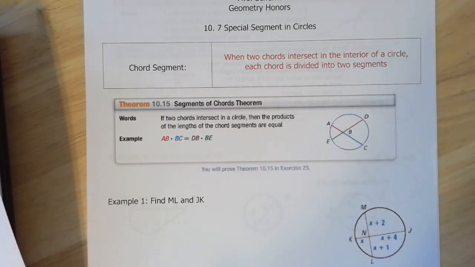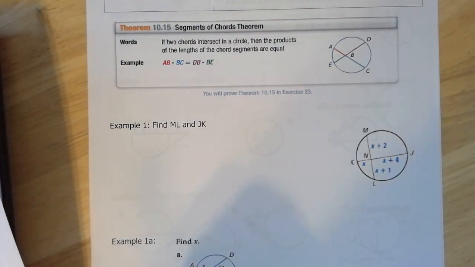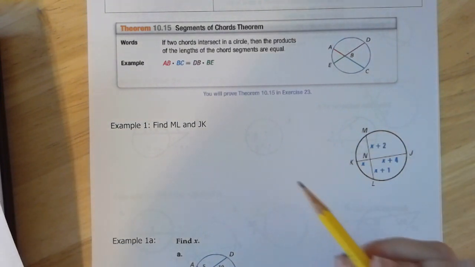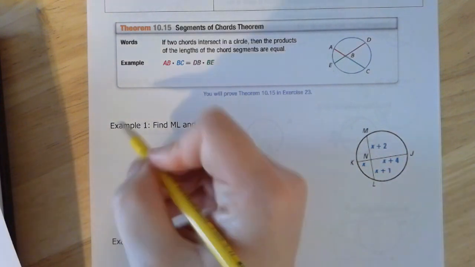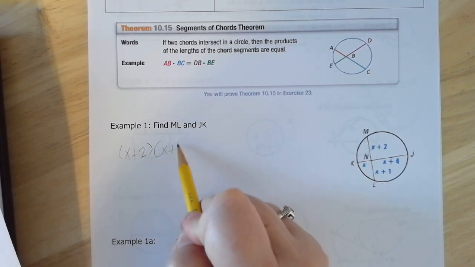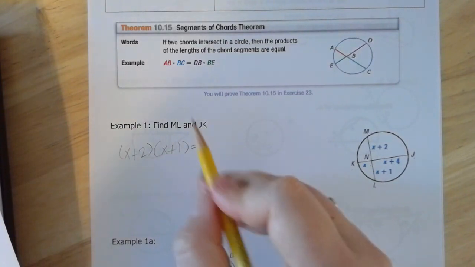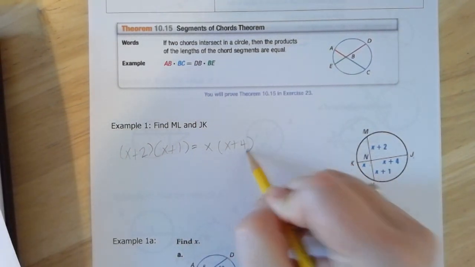Okay, so example 1, find ML and JK. Utilizing that formula, these are two chords, they intersect, so we have to multiply. M to N times N to L, so it's x plus 2 times x plus 1 equals our other way, K to N and N to J, x times x plus 4.